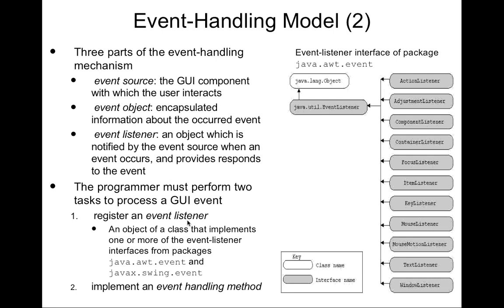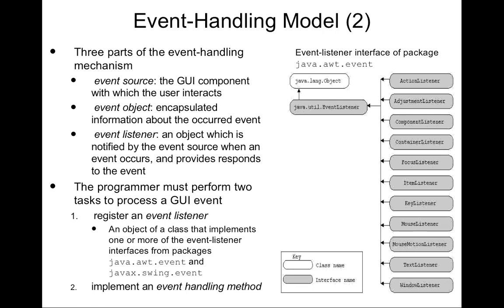And so here's an event-driven model. That's probably not going to make as much sense to you until you see it programmatically, but we have three different parts to the event handling mechanism. The first part is the event source, then we have the event object, and then we have the event listener. The source is going to be, in a computer sense, a mouse or a keyboard. So it's going to be the GUI component which the user interacts with using the mouse or the keyboard, essentially.